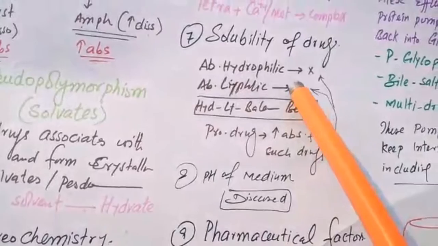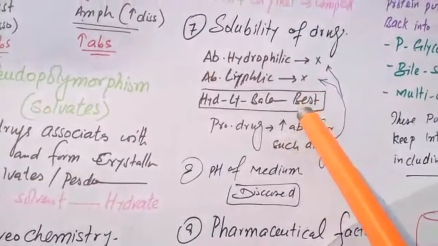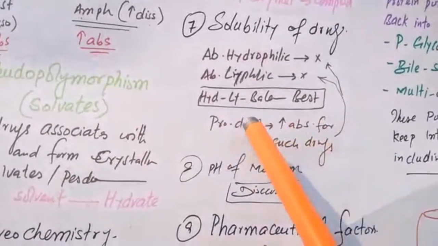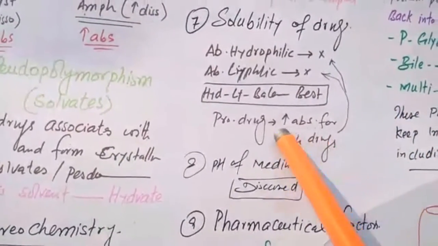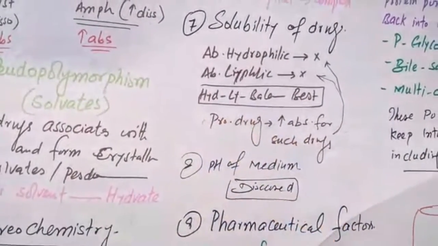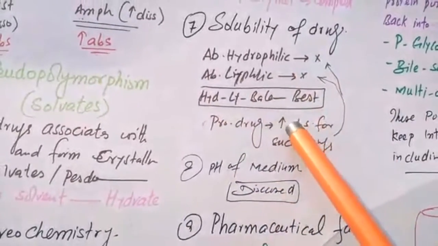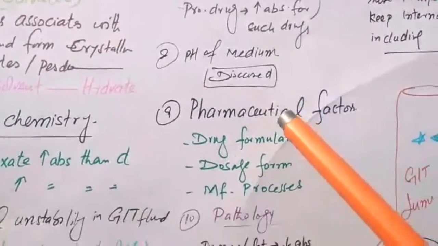So the drugs which are poorly absorbed, we can accelerate the absorption through prodrug formation. Pro drug carrier system. In prodrug, we bind a specific molecule to the drug, which increases the partition coefficient.